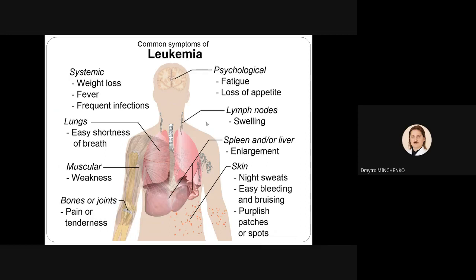Common symptoms of leukemia: physiological fatigue, loss of appetite, lymph node swelling, spleen and liver enlargement, hepatosplenomegaly. Skin shows signs of night sweating, easily bleeding and bruising, hemorrhagic syndrome, purplish patches or spots. Bones or joints may exhibit pain or tenderness, muscular weakness. Lungs, shortness of breath, and systemic weight loss, fever, and frequent infections.